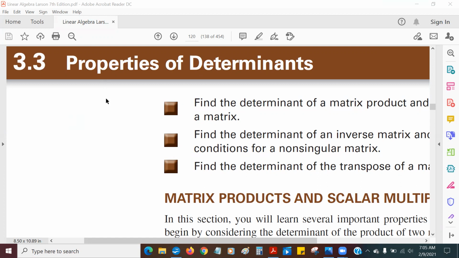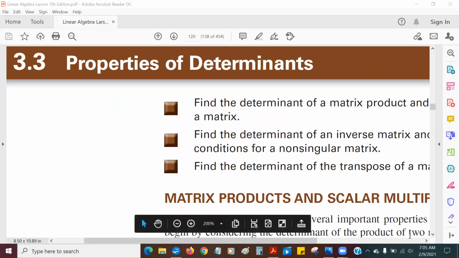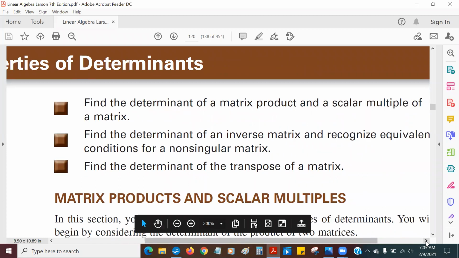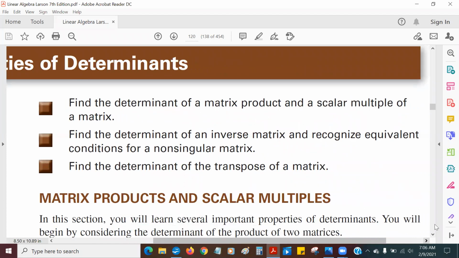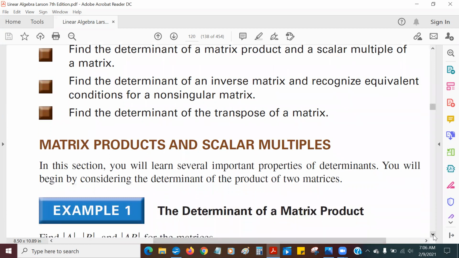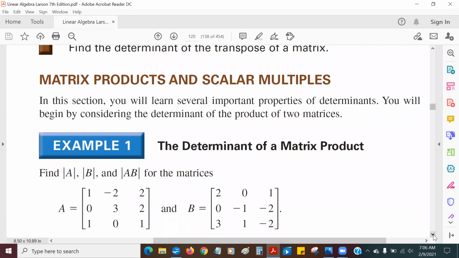Okay, 3.3, properties of determinants. So we're going to learn what happens when you take the determinant of a product, the determinant of an inverse, the determinant of a transpose, and so on and so forth. That's all the cool stuff that we're going to be doing in this section. So without further ado, let's look at what happens when you take the determinant of a matrix product. So this is a huge theorem.